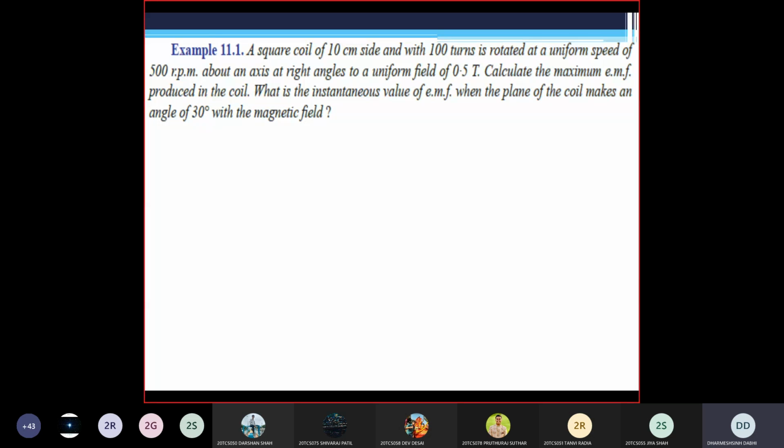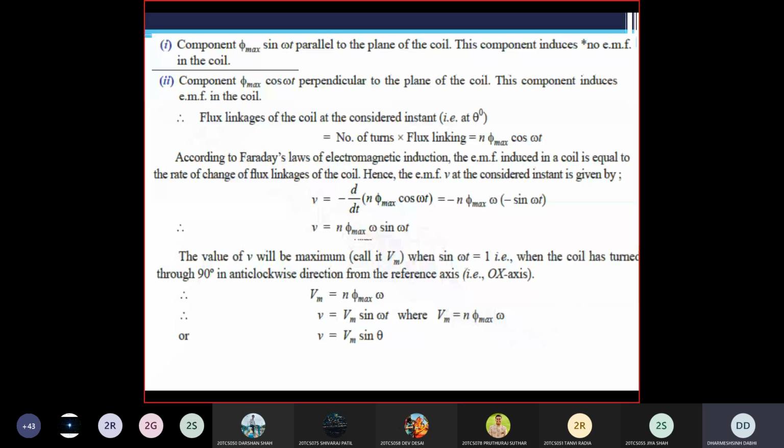All of you calculate and give me the answer of this first: the maximum EMF produced in the coil. Maximum EMF is what? Capital Vm. What is the equation of maximum induced EMF? If you see the previous slide, in the derivation of induced EMF, Vm is N into phi x into omega. Clear? N is what? Number of turns.